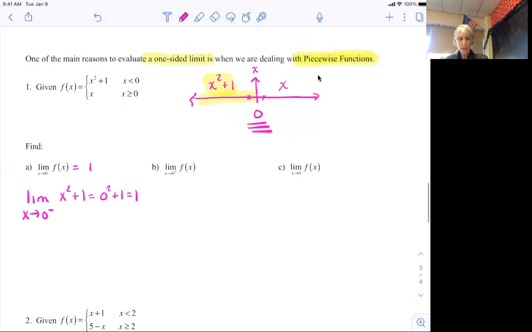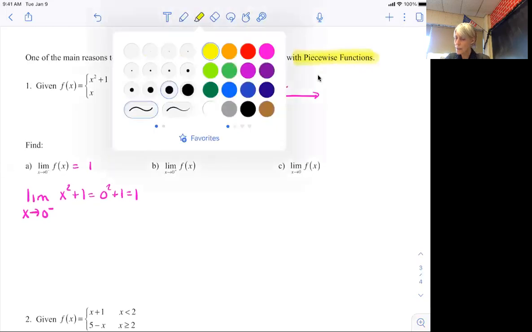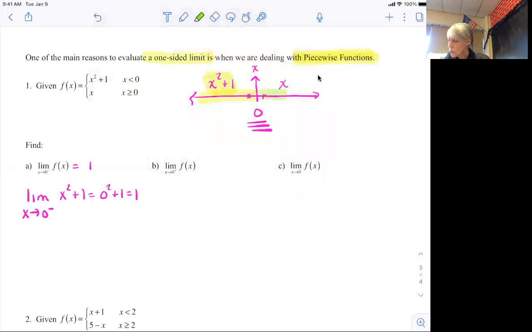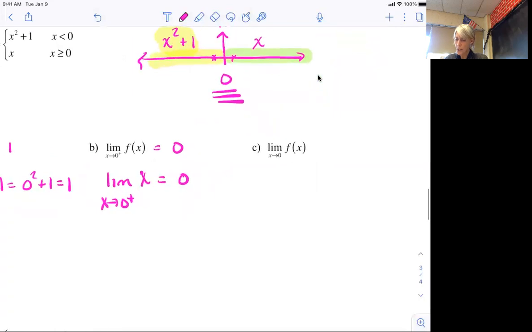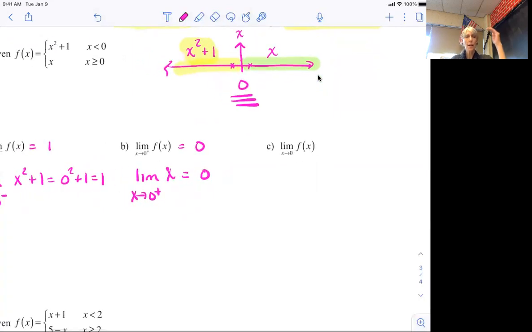Now what's the limit as x approaches 0 from the right? Now we're using this rule. Now to analyze the overall limit, the total limit, we compare the left number with the right number. If they're the same, that's the answer. If they're different, the limit does not exist.